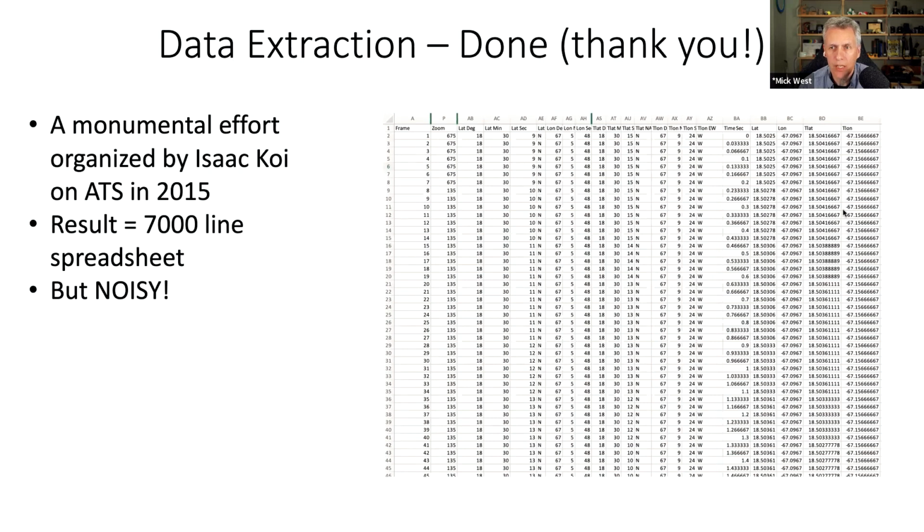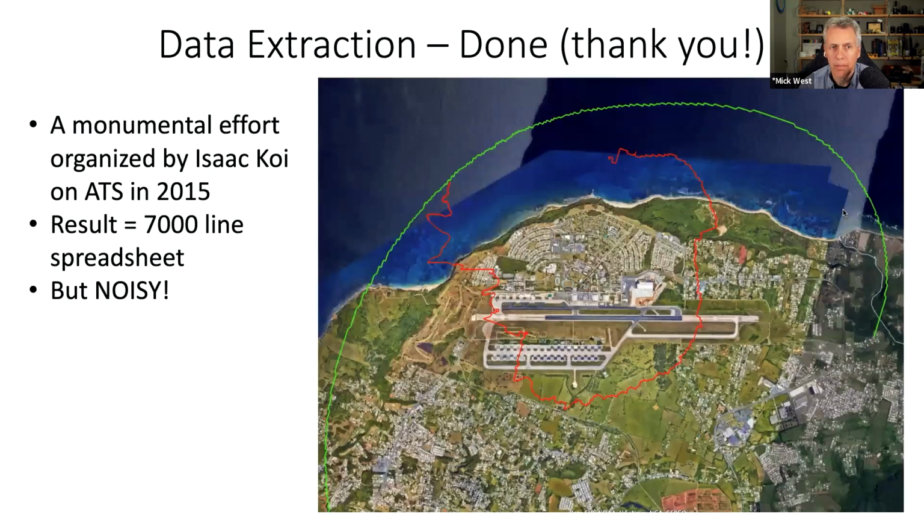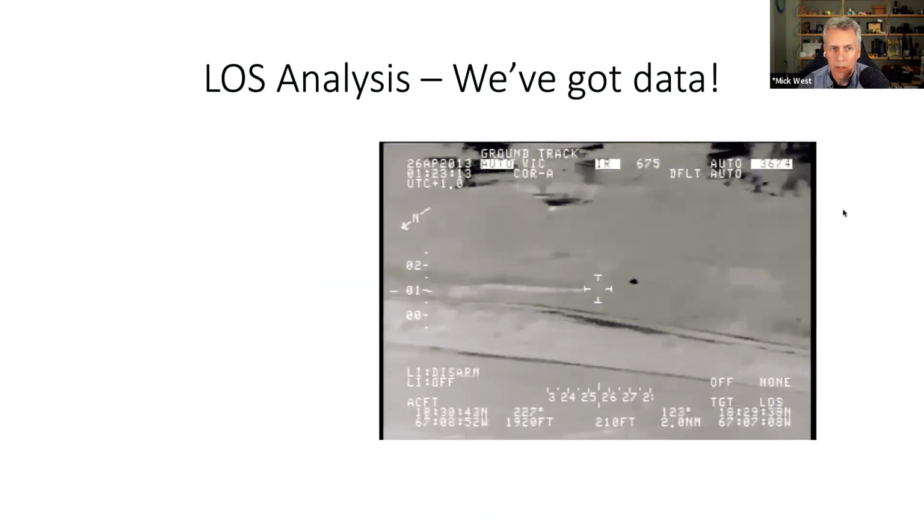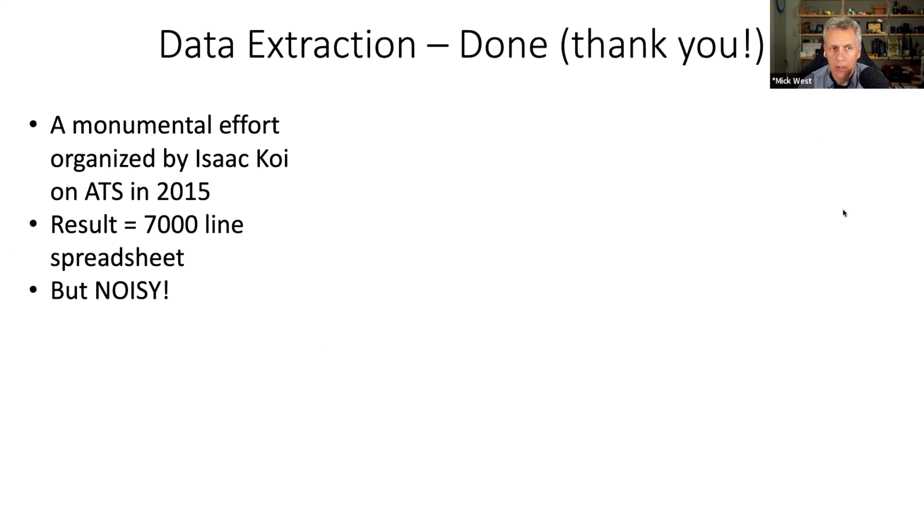The big issue with this data is that, like most data, it's very noisy. Here we see the 2 tracks that are of relevance. The green track is the track of the airplane flying around the airport. The red track is the ground track, and it's also very, very noisy. Oops, excuse me. That's the wrong slide.